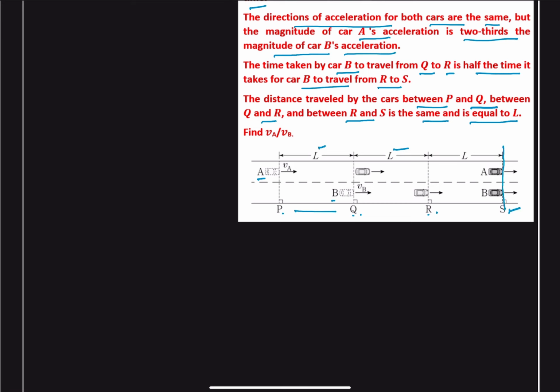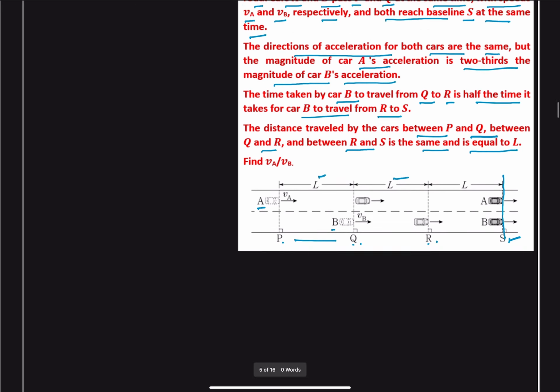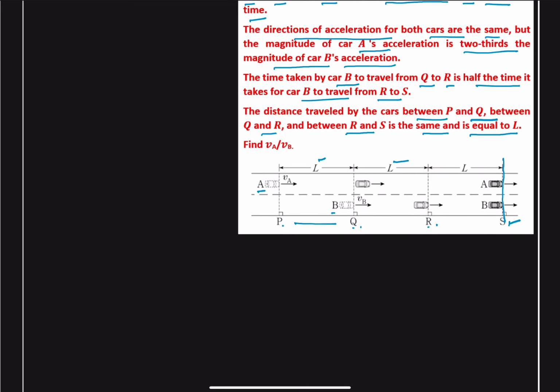Okay, so it means car B travels a total distance of 2L and car A travels a total distance of 3L. And keep in mind the time taken by both cars A and B to reach this point S, or baseline, is the same. Another thing given is that the acceleration ratio is 2/3. The rest of the things we can discuss as we move forward in the question.